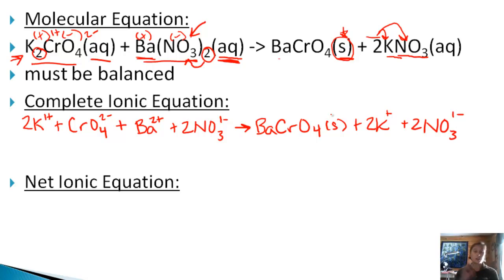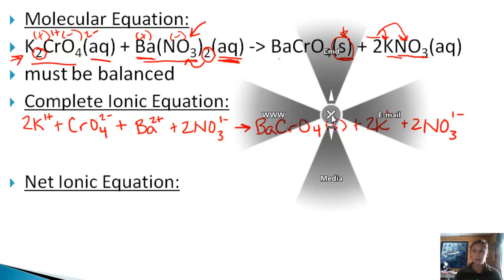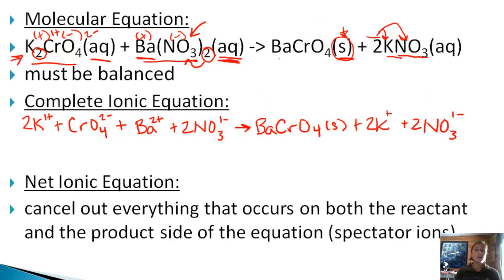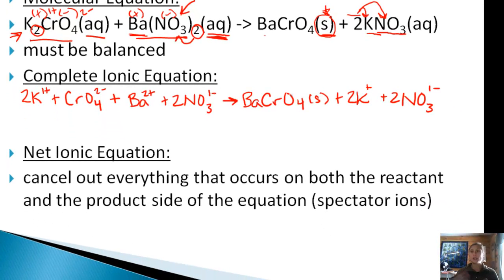Okay, so the third step is the net ionic equation. Now net ionic is different from complete ionic because net is kind of like canceling out all the extra stuff. It's the sum or the net. We cancel out everything that occurs on both the reactant and product side of the equation. It has to be identical on both sides, and these are called spectator ions. They're not really playing the game, they're just spectating. They're not contributing to the outcome, they're just kind of there.